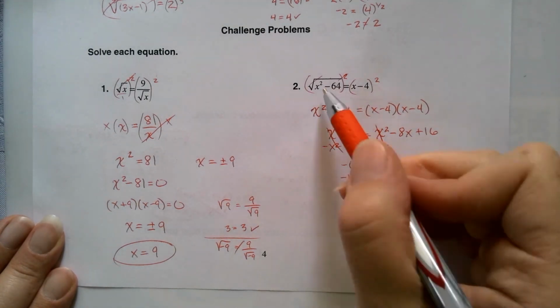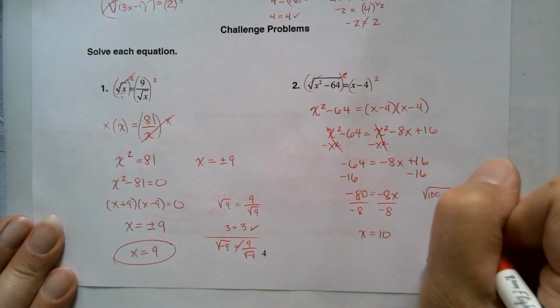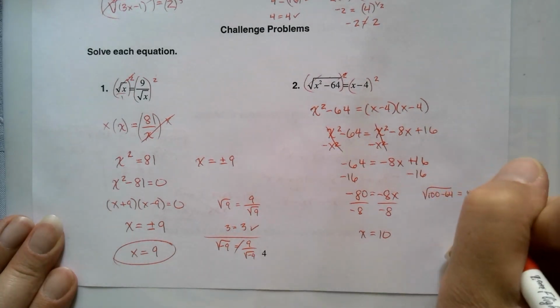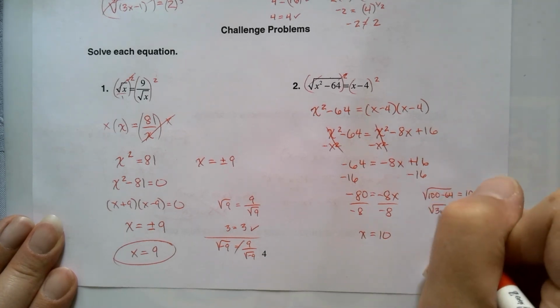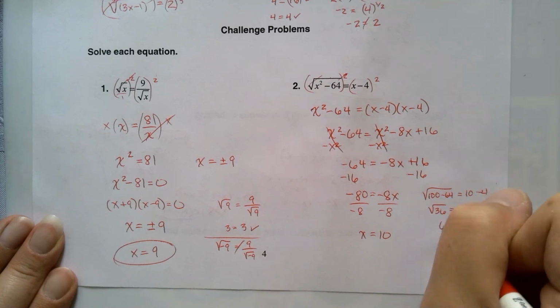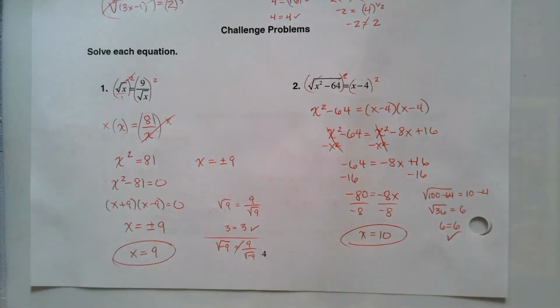Take your 10 and plug it in. So that would be the square root of 100 minus 64 is equal to 10 minus 4. Okay, well that's the square root of 36 equals 6. Perfect. Signs work out. That is my answer. Okay, well, this is the last section for us in Chapter 8, solving radical equations. Remember, we did not work with inequalities, but the same rules would apply with inequalities.